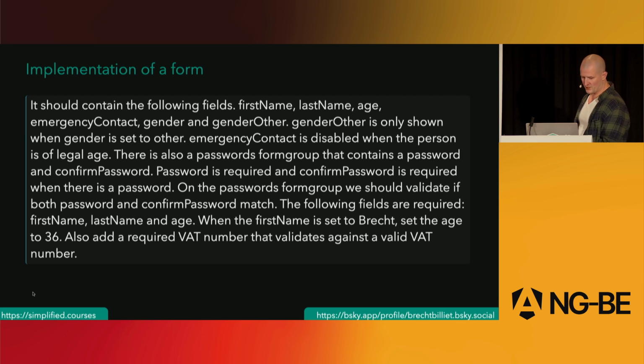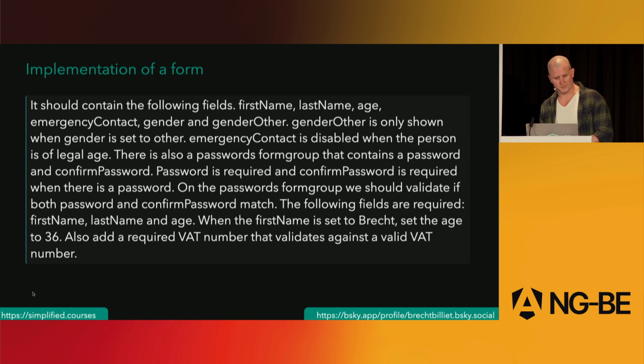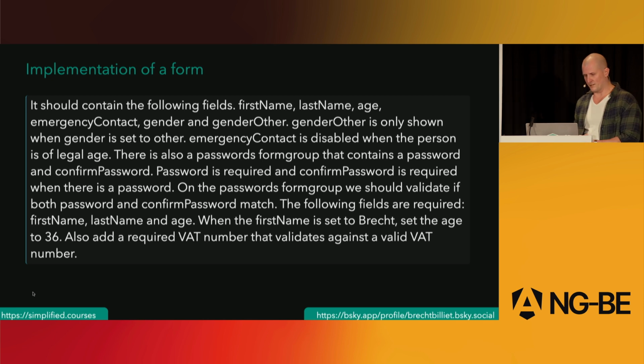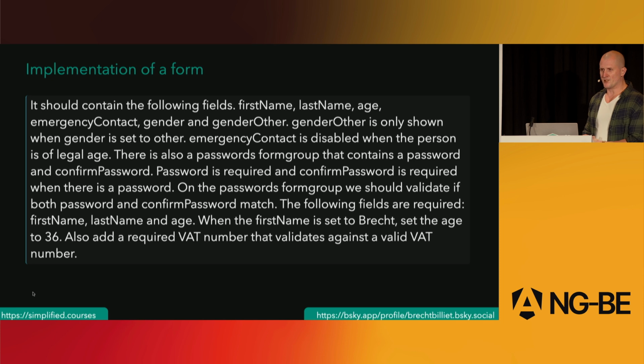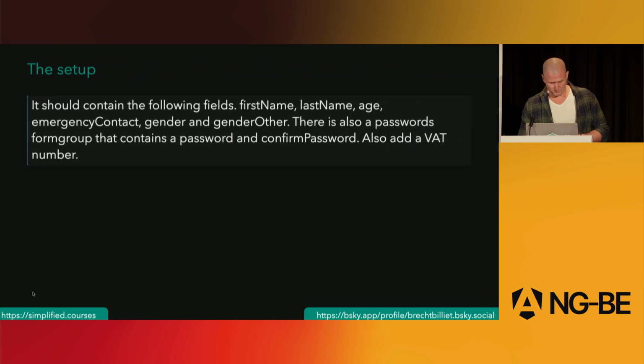The following fields are required: first name, last name, and age. When the first name is set to Brecht, set the age to 36. Next week is 37, but today it's still 36. And also add a required VAT number that validates against a valid VAT number. Like, creating that form, how much time would it take? Like, in general, like half an hour, something like that. It has a lot of conditional stuff.